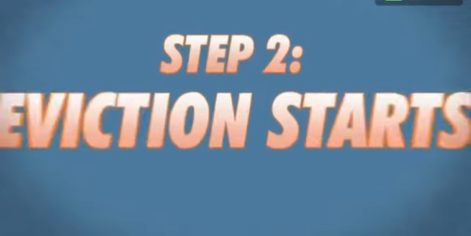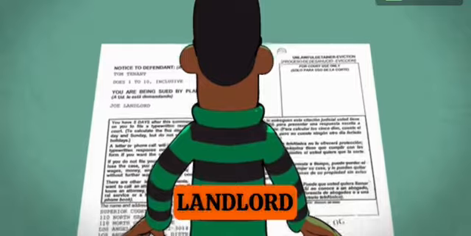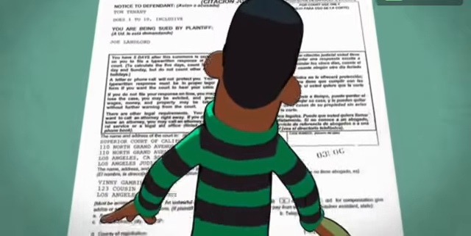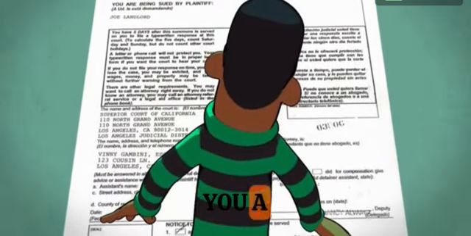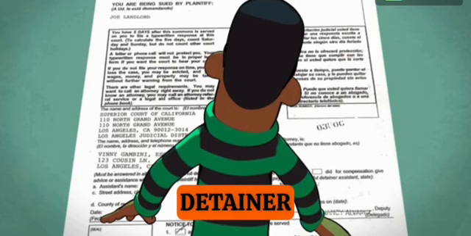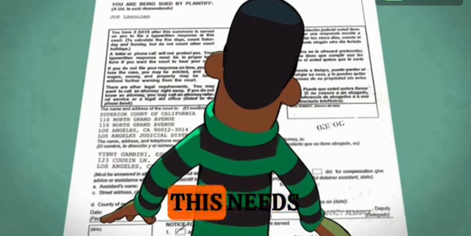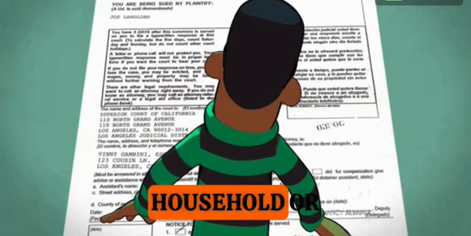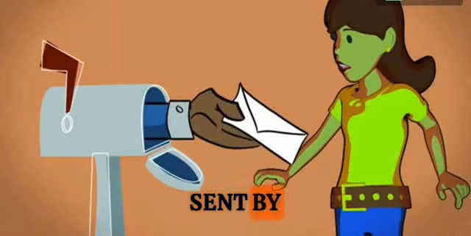Step 2. Eviction starts. If your landlord believes you didn't comply with the notice, she starts the lawsuit by sending you a document called an unlawful detainer summons and complaint. This needs to be given to someone in your household or, with court approval, sent by mail.